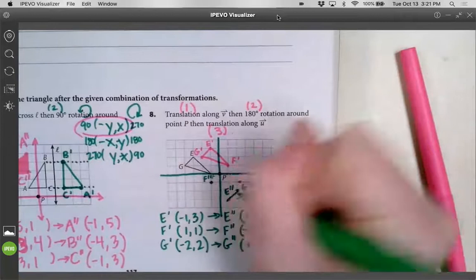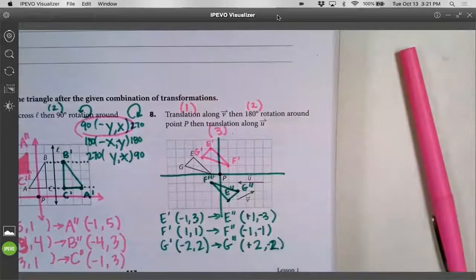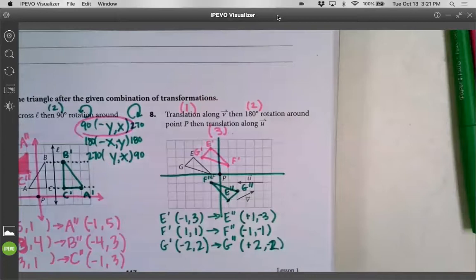If you were to measure and calculate, you would find that all three of these triangles have the same line lengths, they have the same angle measures. They preserve betweenness because translations and rotations are isometric. We have one more translation to do.